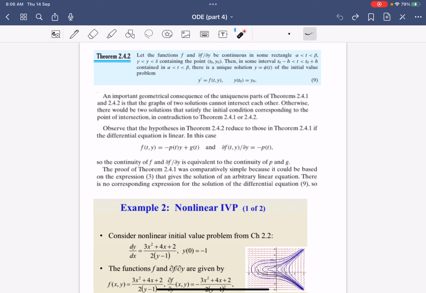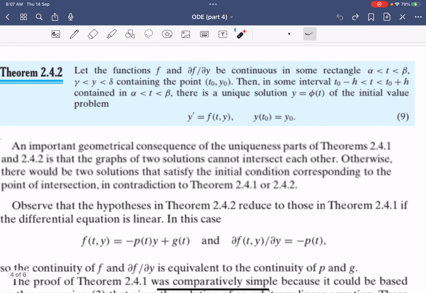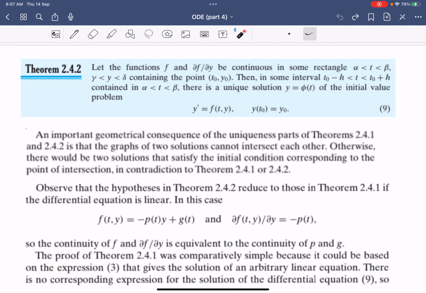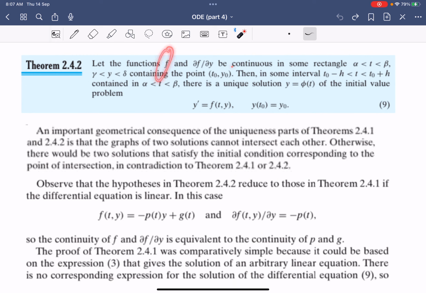Then comes another form of the theorem, which is stronger. If we now have a function f and we know that its partial derivative with respect to y is continuous in some rectangle, then in some interval within this rectangle, there will be a unique solution for the IVP of this ODE.